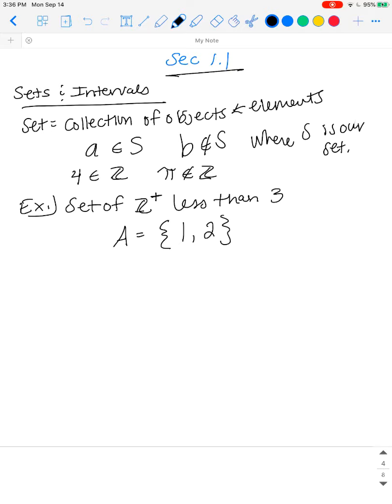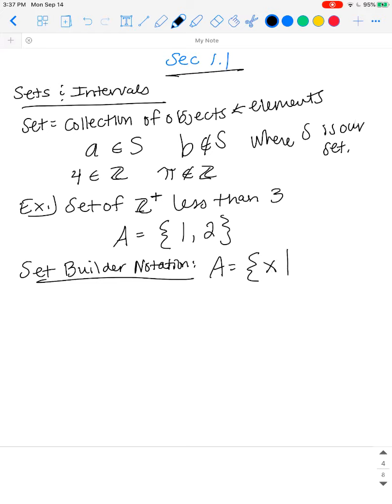We could also describe this in set builder notation. So that's like this. So we have A is equal to X. This line means such that X is an integer, and that it is positive, and it's between 0 and 3.